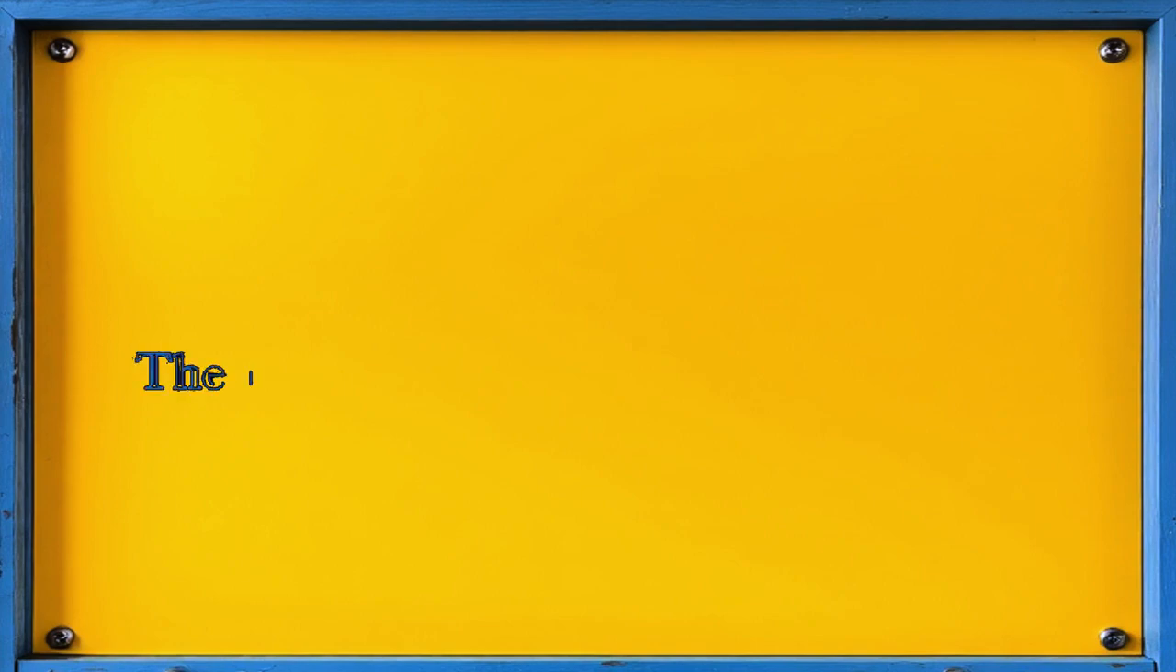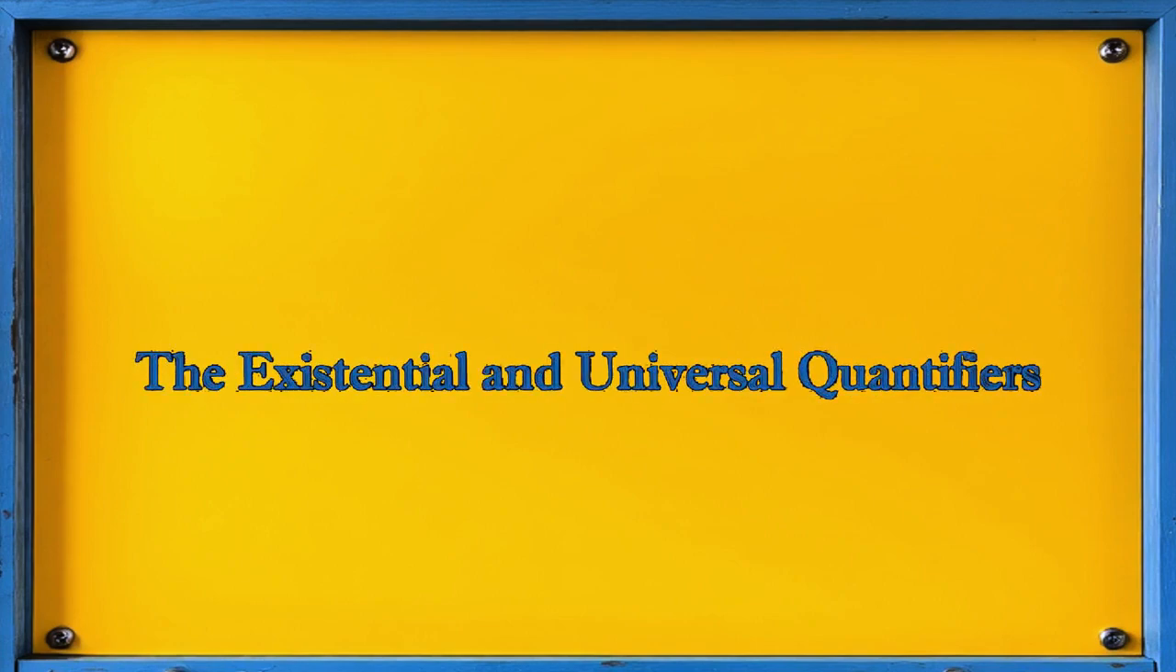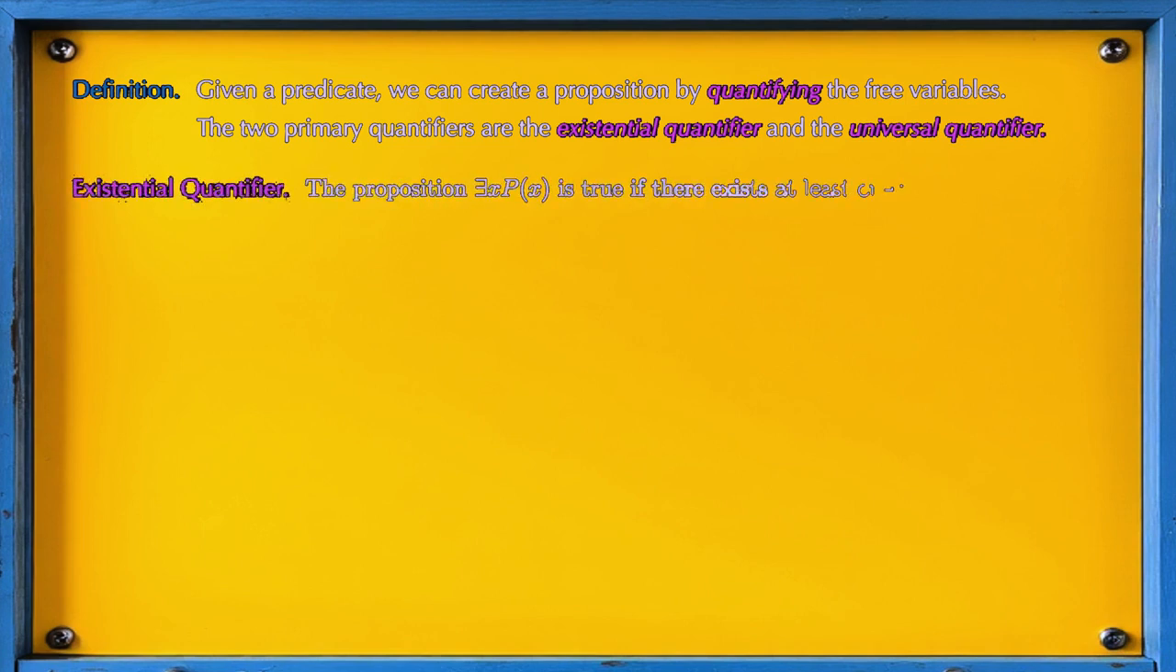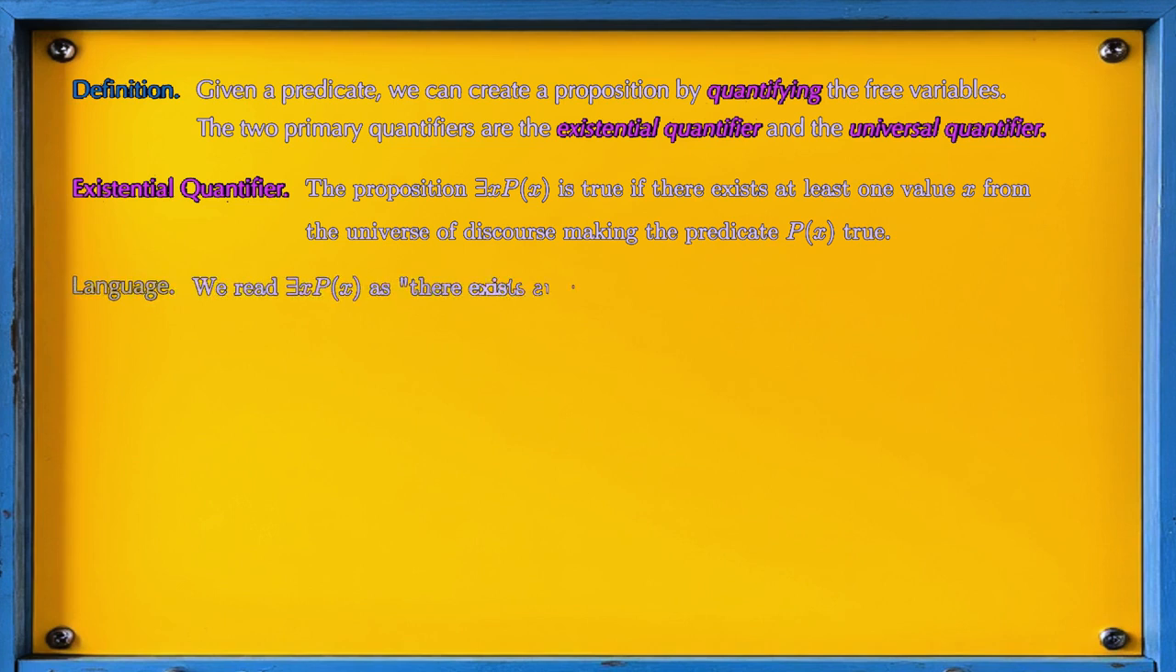An alternate way to get propositions from predicates is to add quantifiers. So let's investigate the existential and universal quantifiers. Given a predicate of the form p of x, we can create a proposition by quantifying the free variables. That is, by asking how many variables make the predicate true. The existential quantifier is denoted by a backwards E. And the proposition there exists x, p of x, is true if there exists at least one value from the universe making the predicate true. We read this as there exists x such that p of x is true.